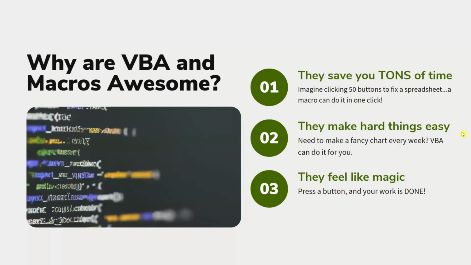Okay. Now, why do we use VBA and macros? There are 3 main benefits we get from these. First, they save you tons of time. For example, if you have a worksheet and you format that worksheet, you can press 50 buttons. Or what else you can do, you record once and use the macro for your next worksheet, so you save tons of your time.